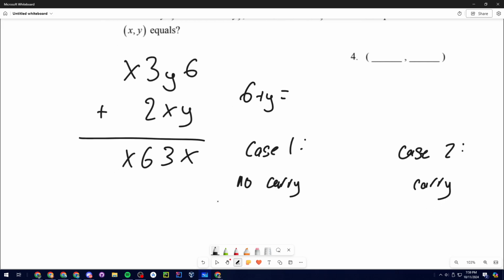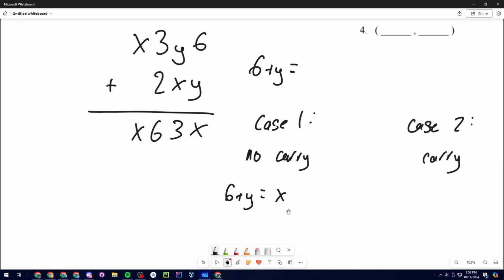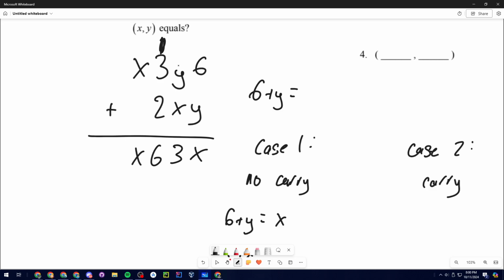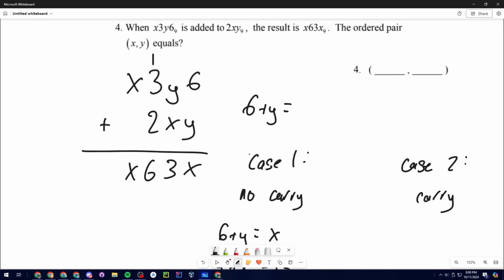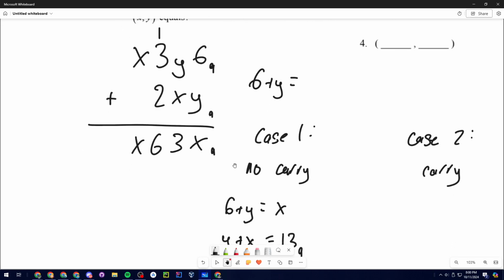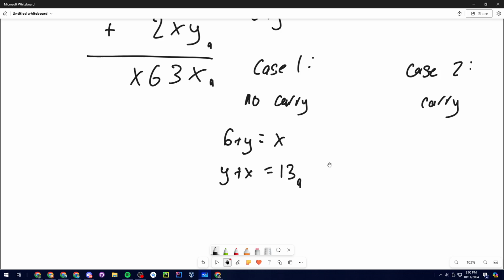If you don't carry, then 6 plus y literally just equals digit x. Then y plus x does equal 3? No, because this you clearly do carry. You clearly carry a 1 over here. So therefore, y plus x just equals 13 in base 9, right? Base 9 is the one you're doing it, yeah. Right, and then x equals x. So yeah, this is the first case, right? Case 1 is no carry.